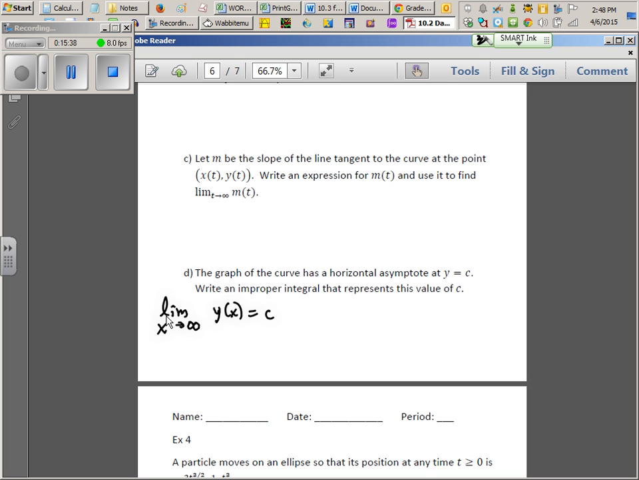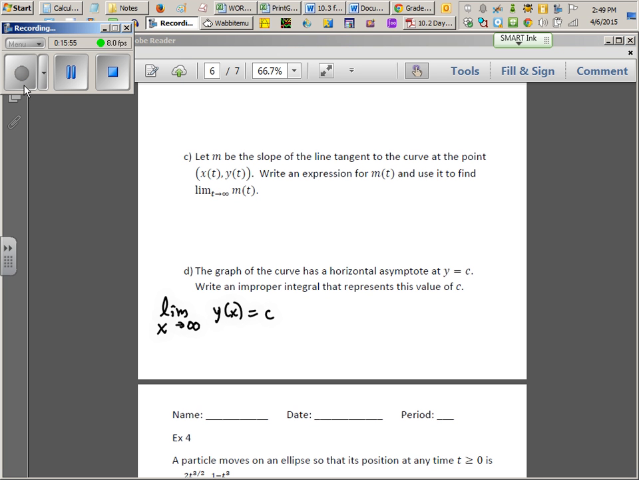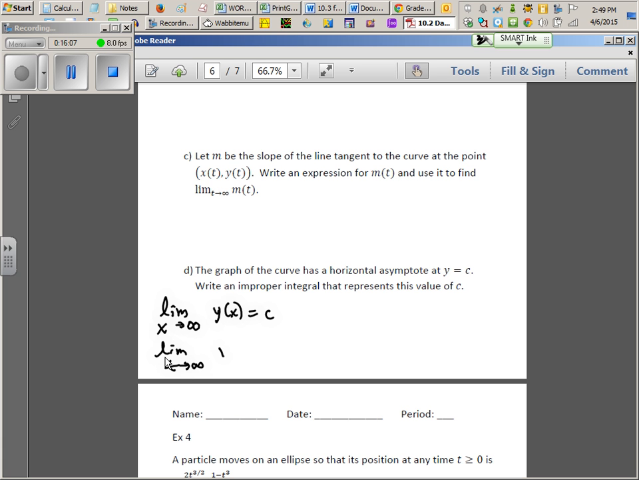Okay? This is the actual definition of what it means to have a horizontal asymptote on the right side of a graph. So this is the definition of horizontal asymptote. Notice it's an x, right? Now, we are using an independent variable of time, so we could write the limit as t goes to infinity of y of t equals c. The problem is we don't actually have y of t, right? We don't actually have that.